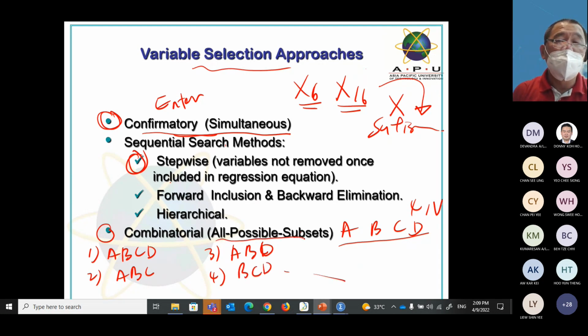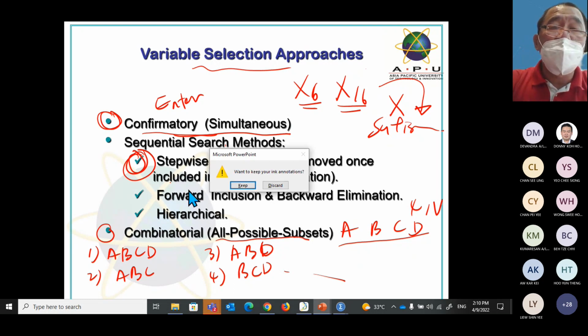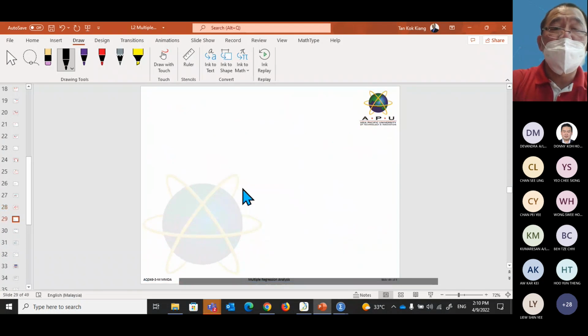You test all the possible subsets. You can do this manually, but stepwise is more powerful. It's like automation. The software will choose the best model for you. So you see how the software works, how they choose the independent variables for us. We see this now under the stepwise.